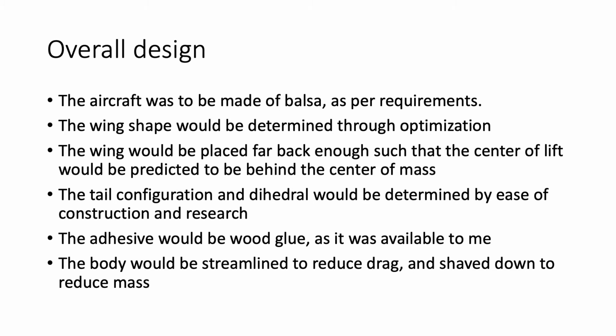The overall design of the vehicle. The aircraft was to be made of balsa as per requirements. The wing shape would be determined through optimization. The wing would be placed as far back as possible so that the center of lift would be predicted to be behind the center of mass even without additional mass. Tail configuration and dihedral would be determined by ease of construction and by research. And the body would be streamlined to reduce drag and shaved down as much as possible to reduce mass.